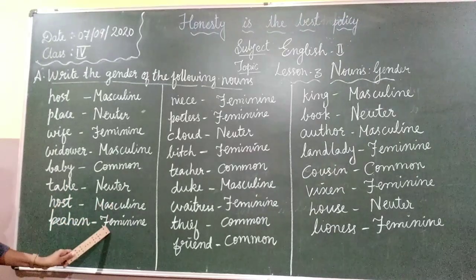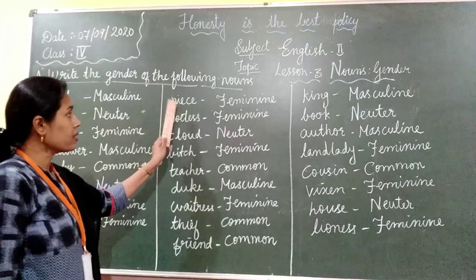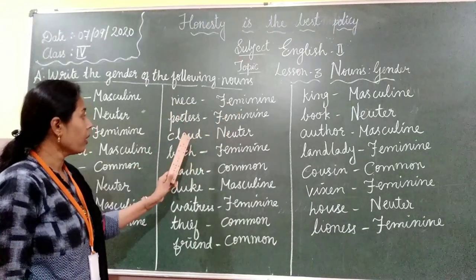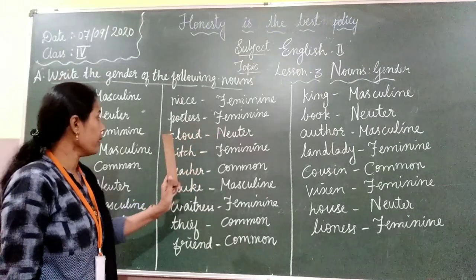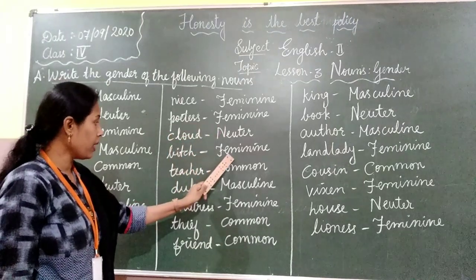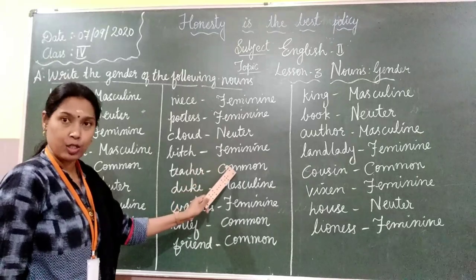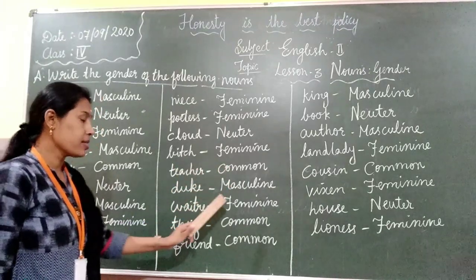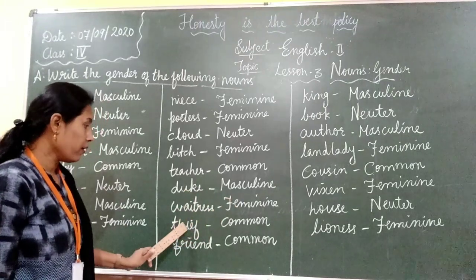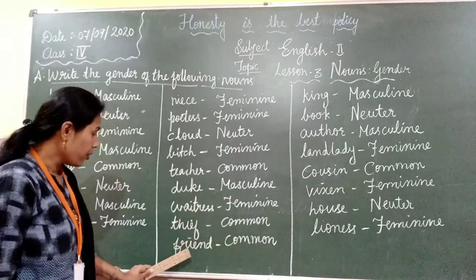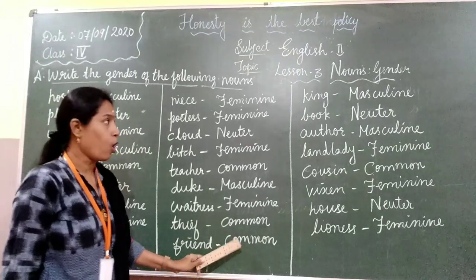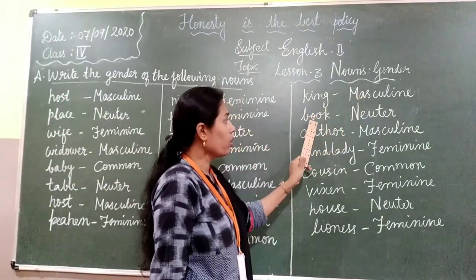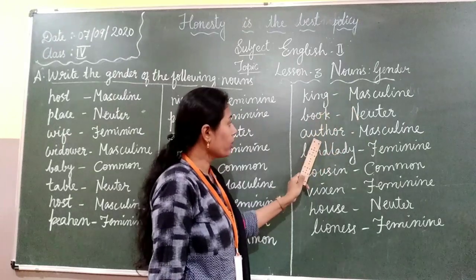Peahen. Next, niece, it is feminine. Poetess, feminine. Clown, it is masculine. Bitch, feminine. Teacher, it is common. Duke, masculine. Waitress, feminine. Thief, common gender. Friend, it is also common. Next, king, masculine. Book, neuter. Author, masculine.